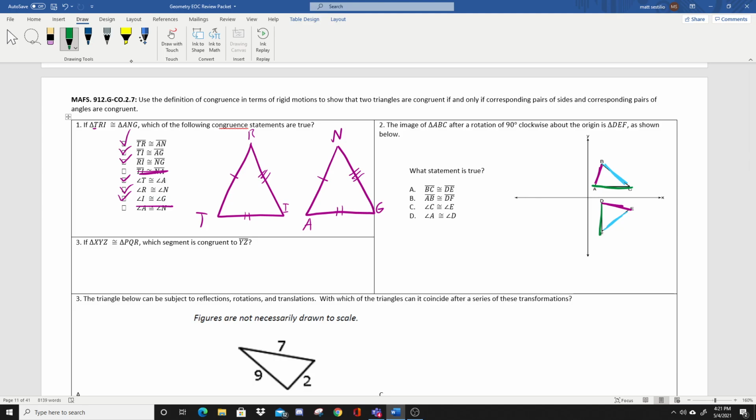BC, the blue, will be the same as DE. Nope, that's purple. AB, purple. DF, nope, that's green. Angle C, angle E. Alright, angle C is in between the blue and the green. Angle E is in between purple and blue. Nope. Angle A, angle D, in between purple and green. Yep.